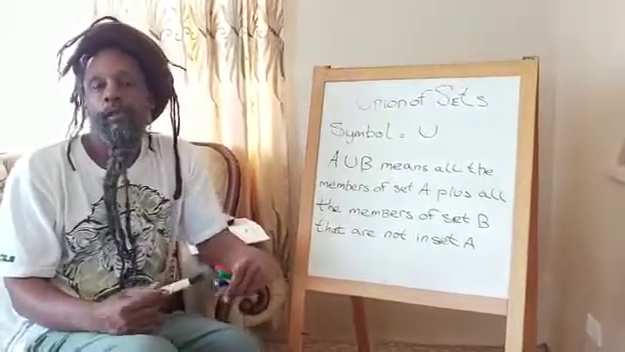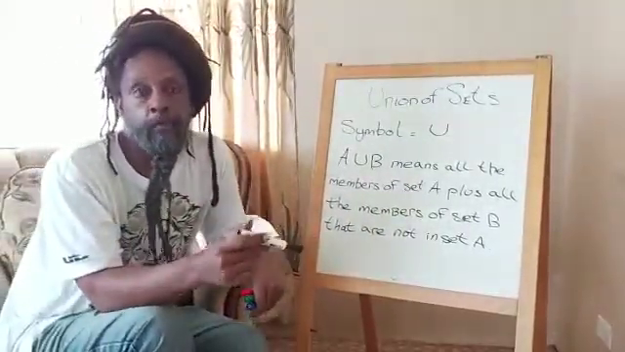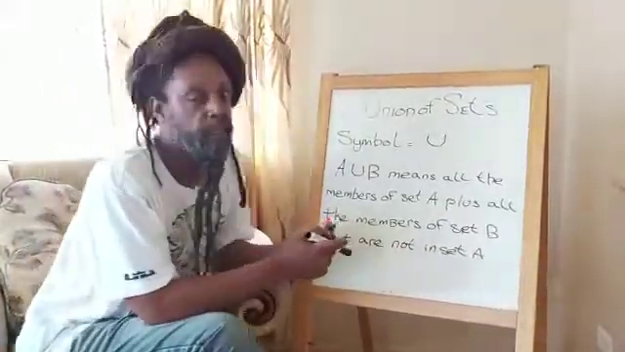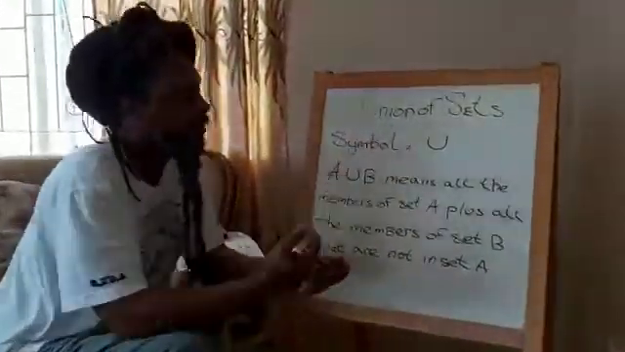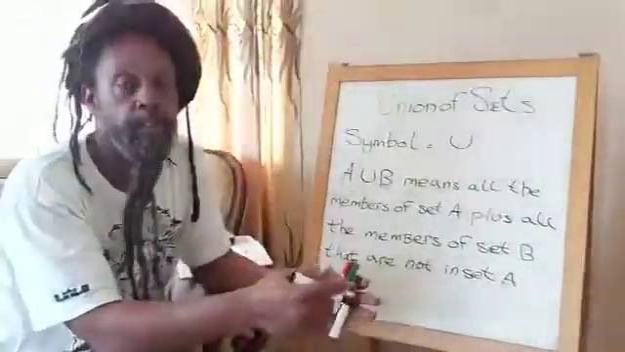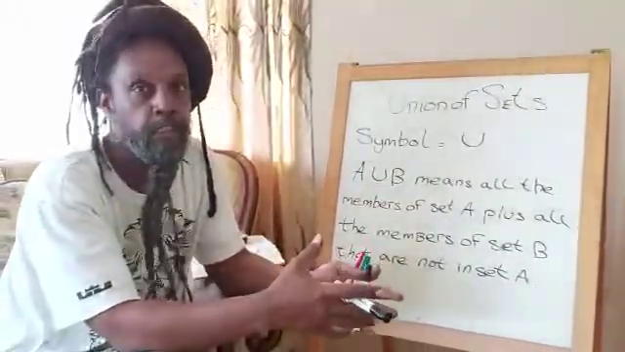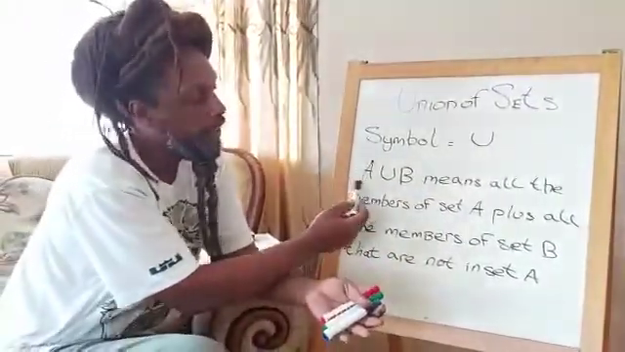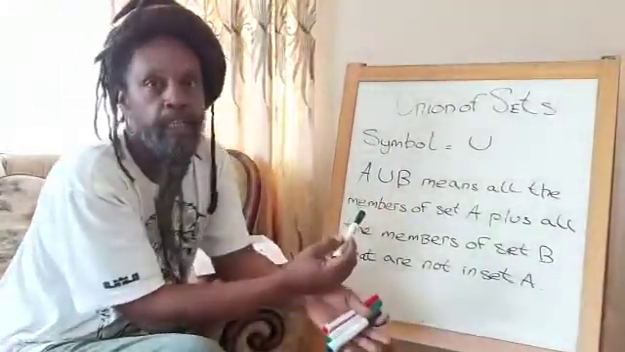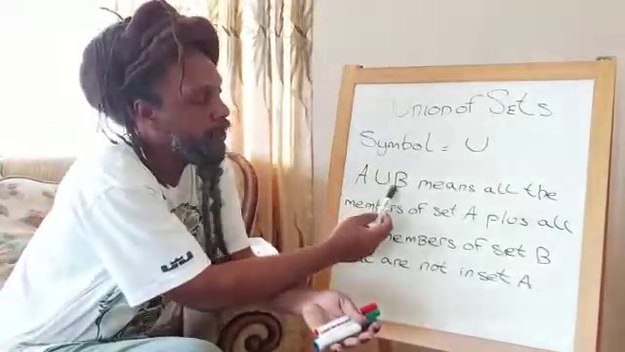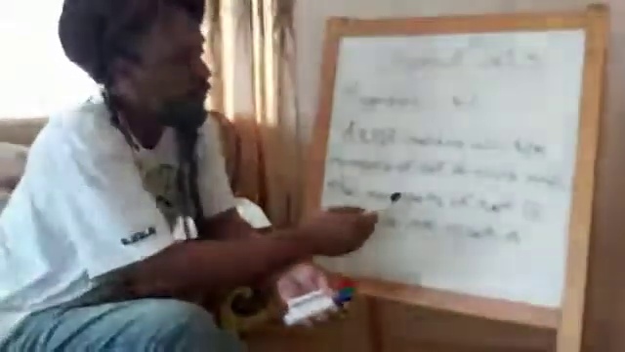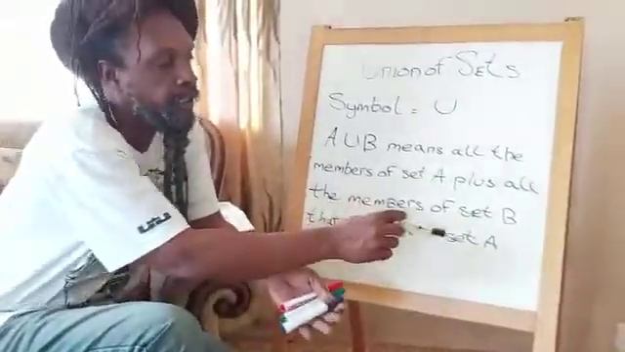Alright, so now you've made your note, we will go on to the actual meat of the matter, so to speak. We have the union of sets, and the symbol for the union of sets looks like a U. So when you see this symbol, it means the union of sets. If you have the set A ∪ B, meaning the joining together, as we said before, of A union B, it means all the members of set A plus all the members of set B that are not in set A.